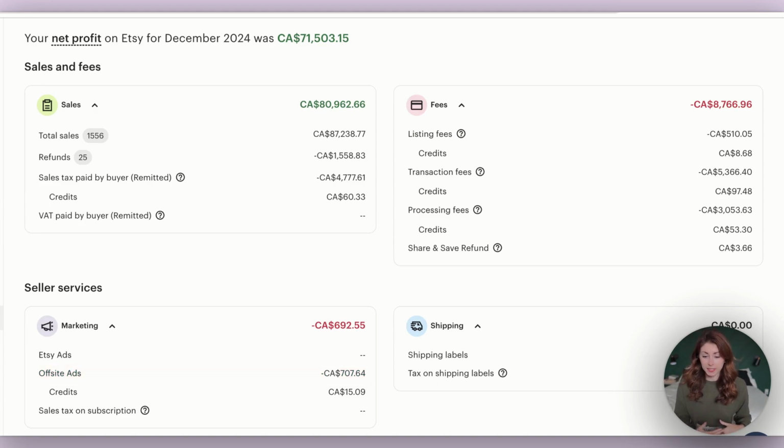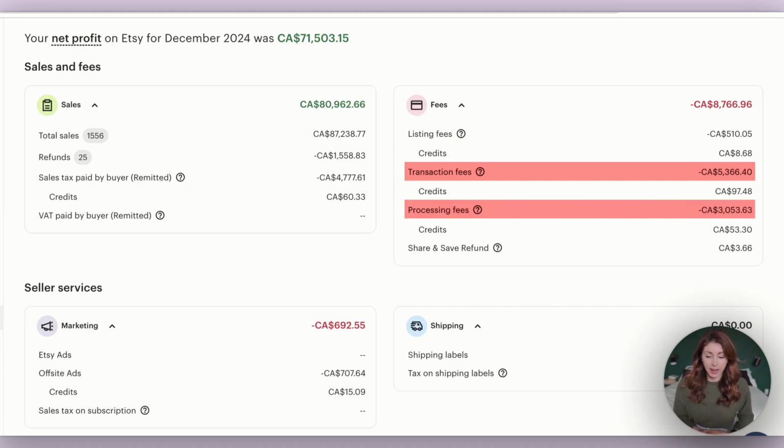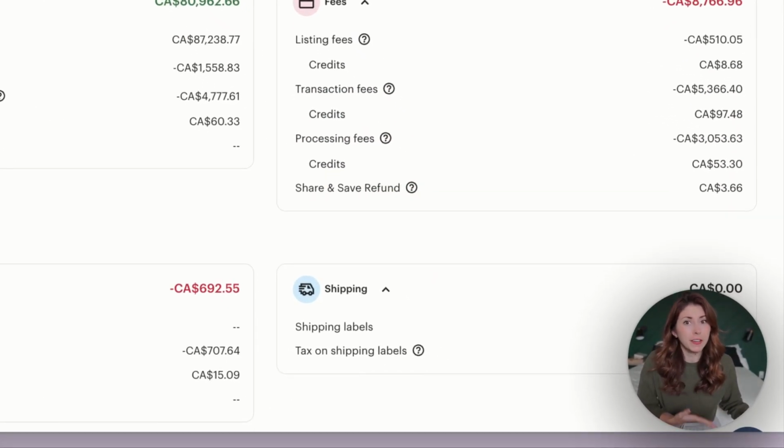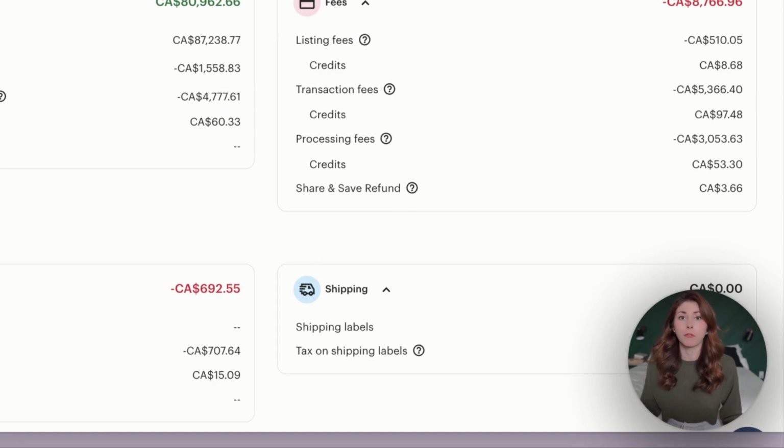Then we have all my listing fees. Most money went towards transaction fees and processing fees, and I didn't get that much on the share and save because I don't run traffic to my Etsy store as well. Everything is very organic, which I love from my Etsy store.